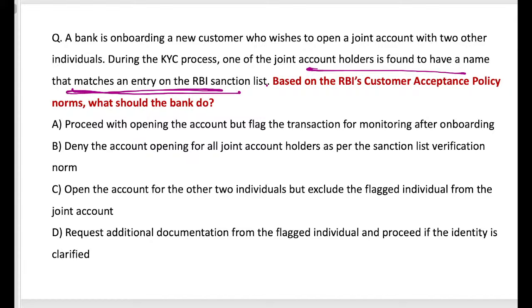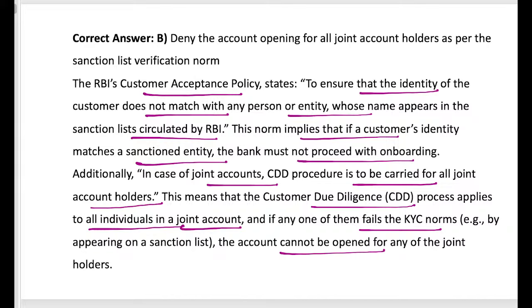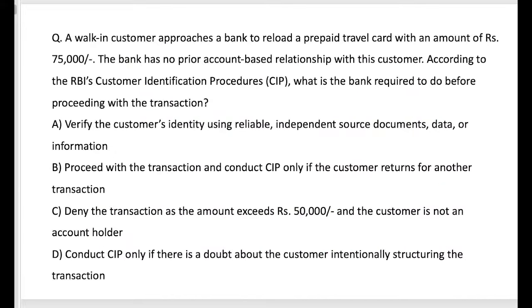Name mismatch is the case here, and basically they are opening a joint account. So based on the RBI customer acceptance policy, what will be your action? This kind of thing you can expect in the examination also. So deny the account opening for all joint account holders as per the sanction list verification norms itself. So option B without any doubt will be the right answer for this particular question. Very good guys. Next one.